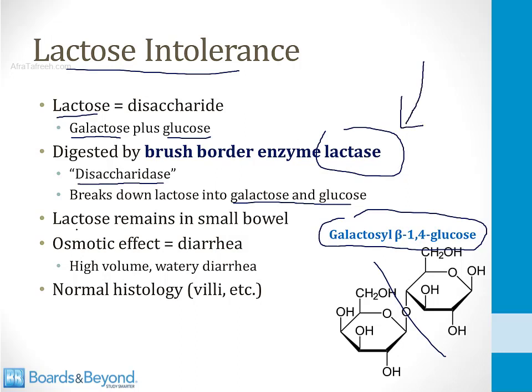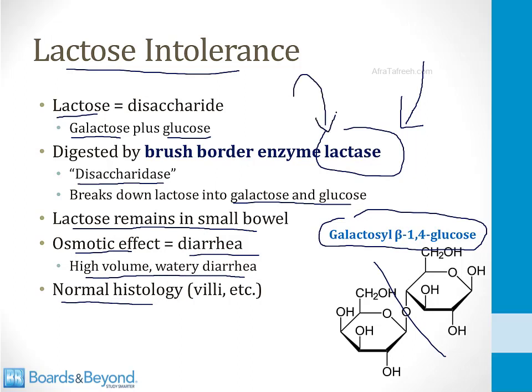As a result, the lactose molecules remain in the small bowel where they exert an osmotic effect and draw water into the lumen of the GI tract. This creates a watery diarrhea. As we discussed earlier in this module, it will be a high volume watery diarrhea. Importantly, the small intestine histology will be normal, the villi are normal, there are no problems there. The issue lies entirely with this enzyme found in the intestinal villi, which is not working properly.